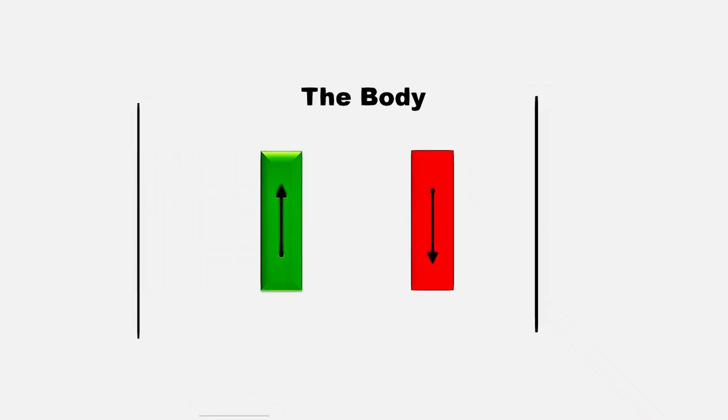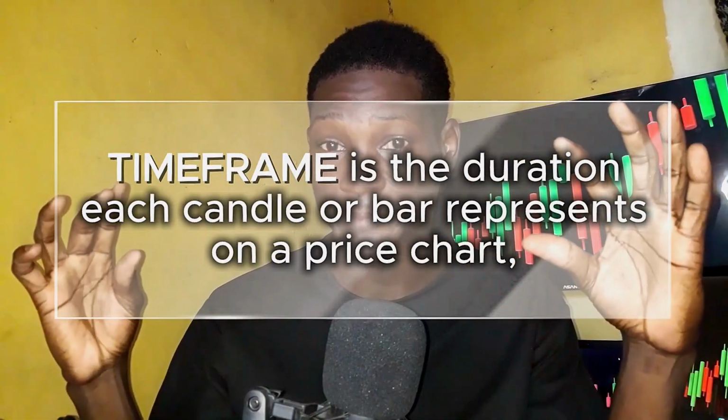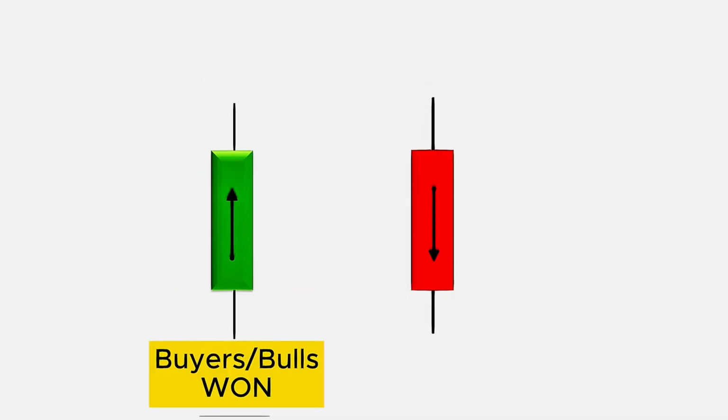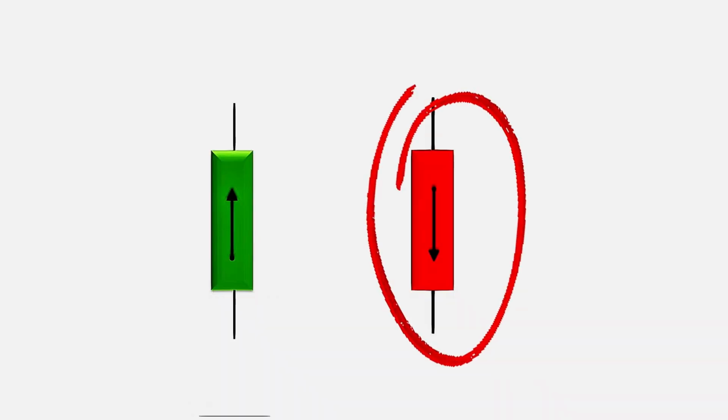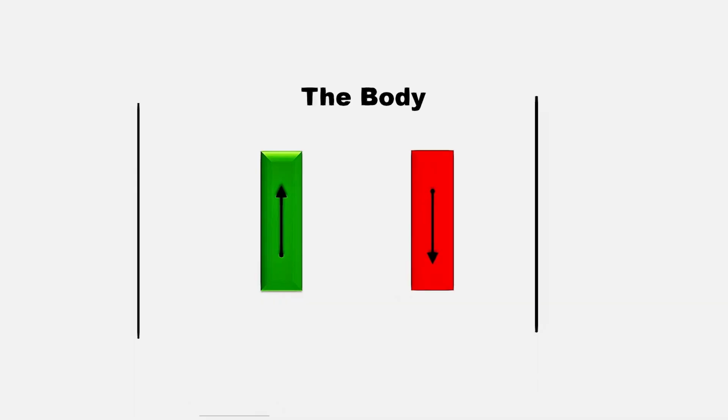This shows the opening and the closing price of a currency or an asset over a specific period of time. Let's say in 5 minutes, in 1 hour, in a day, in a week, or even for a year. And this time duration is called a time frame. Based on this, a green candle shows that the buyers or the bulls won the price battle for that specific period of time. And if red, it shows that the bears or the sellers won the price battle for that specific period of time. The color of the candlestick depends on the opening and the closing price.